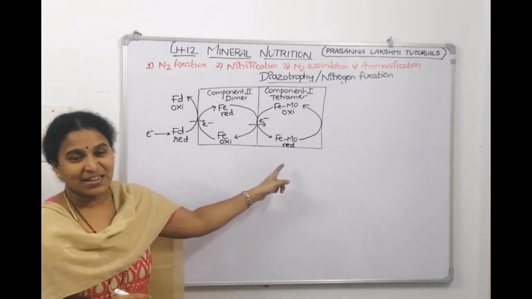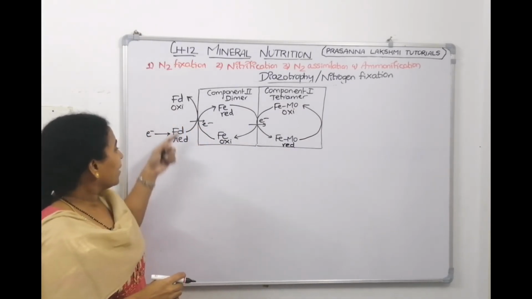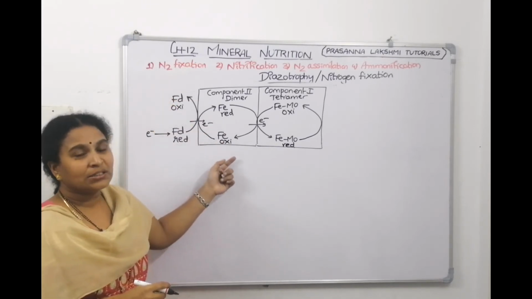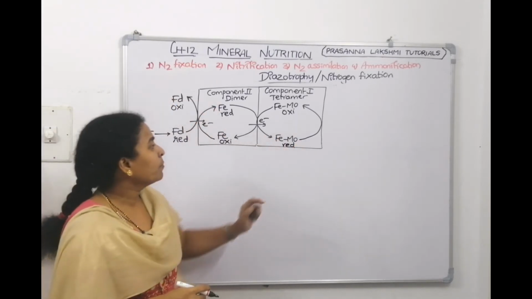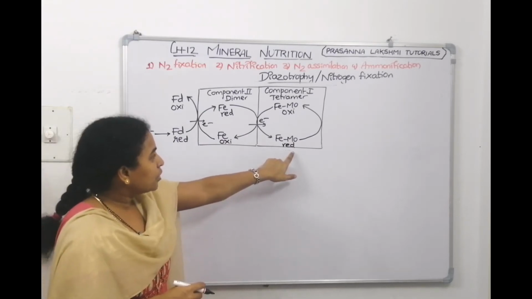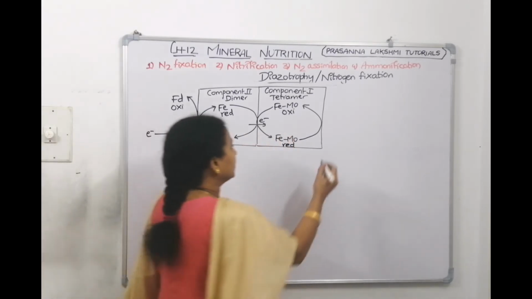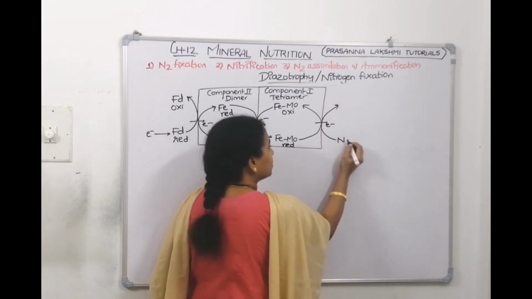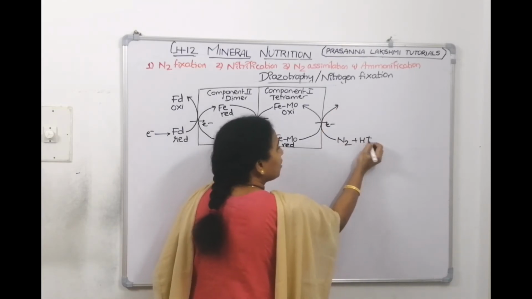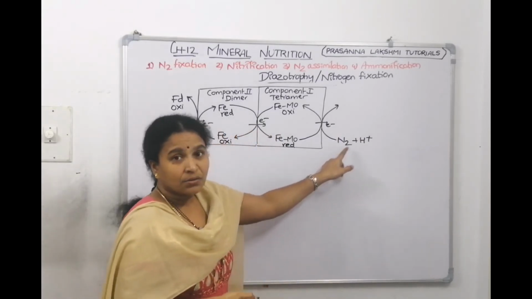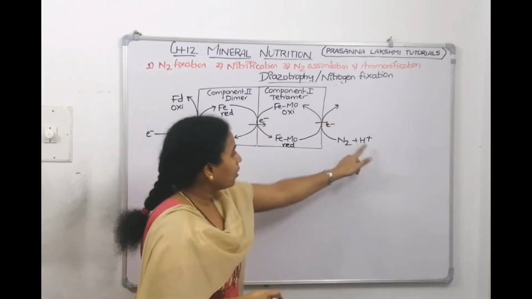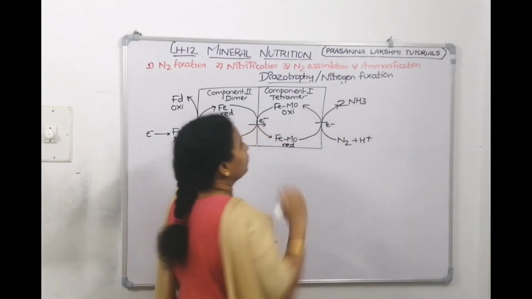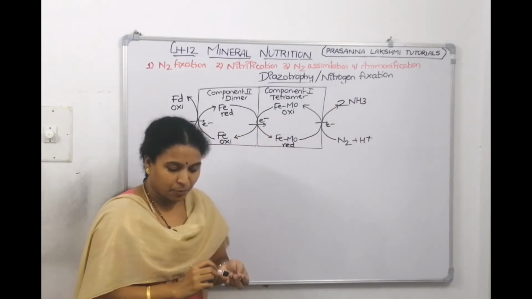This is what is called redox reactions. So they are reduced, they get oxidized. Then they give it to the next one, and the oxidized one gets reduced. Like that it goes. Now iron molybdenum, which is the reduced one, gets back oxidized by passing on the electrons to nitrogen. Nitrogen has already taken hydrogen. So nitrogen plus hydrogen, protons plus electrons, will give 2 molecules of ammonia.